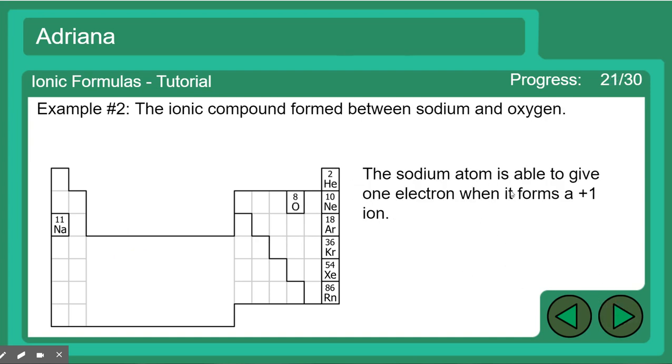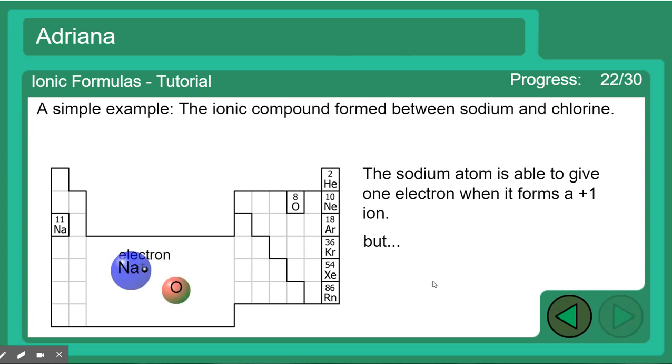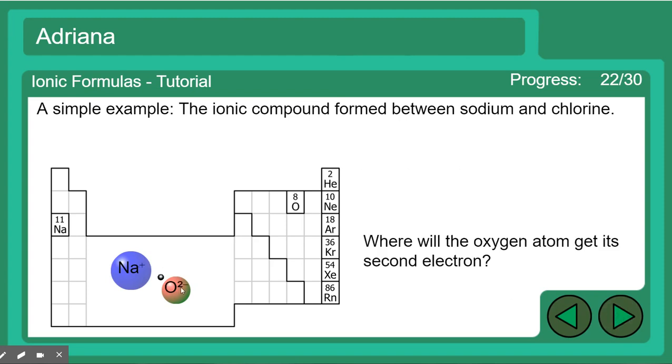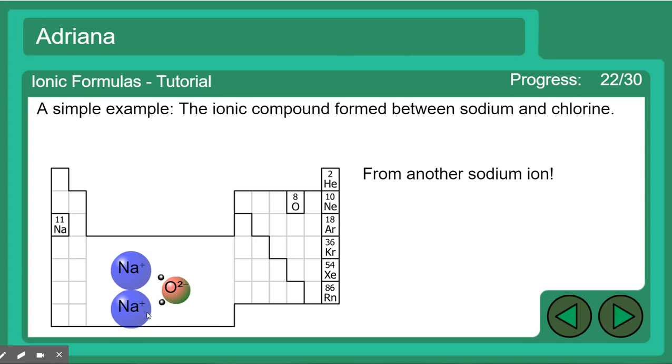The sodium atom, as we already said, is able to give one electron when it forms a positive 1 ion. But look at what's going to happen here. The oxygen, as we already said, needs 2 electrons to get to its noble gas configuration, right? So where is it going to get its second electron from? Another sodium atom. So this sodium atom is going to become an ion when it gives up an electron as well. Each of these sodium atoms gave 1 electron. That's what sodium always does.